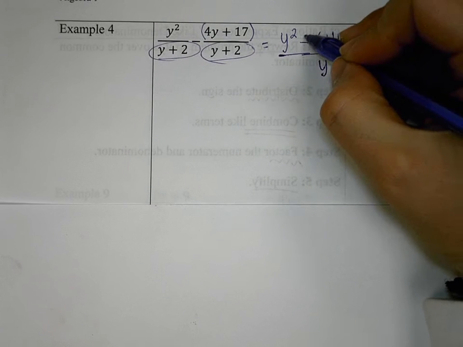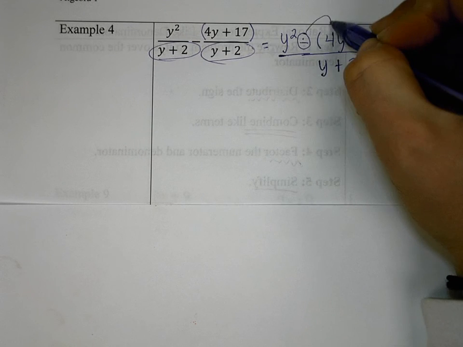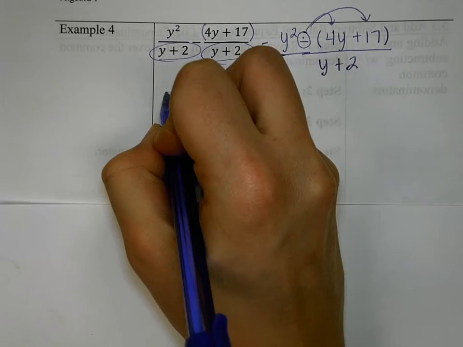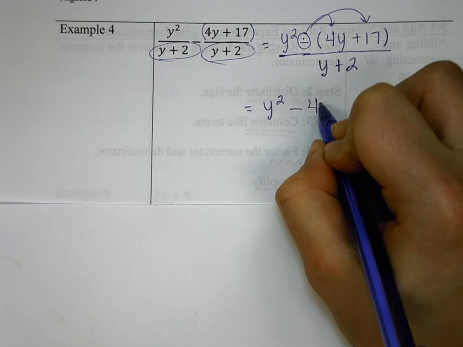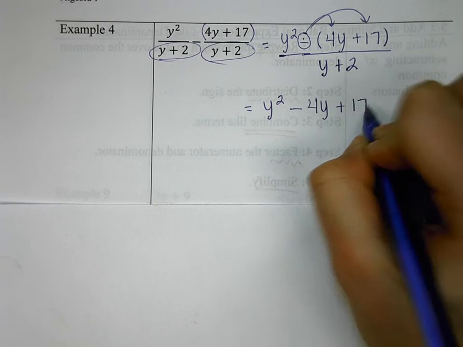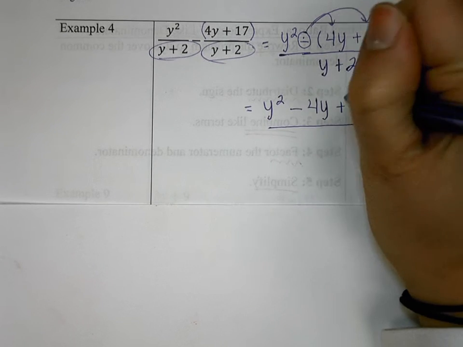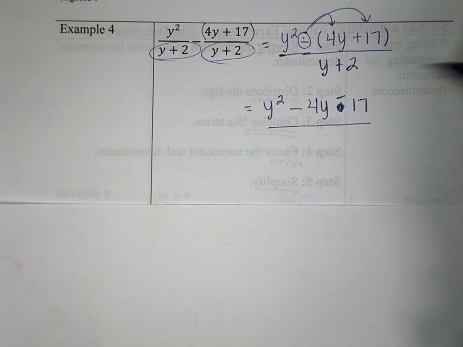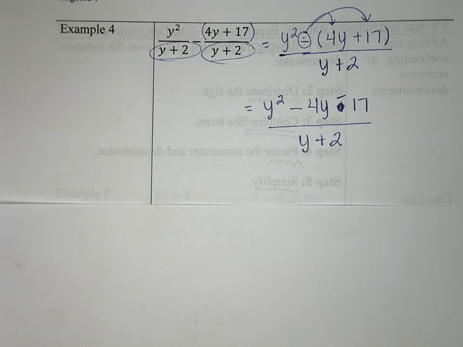If I have a negative in front of the parentheses, what do I have to do? Distribute that negative. So that's going to give me y squared minus 4y minus 17, whoa, sorry, over y plus 2. See, even teachers make mistakes.